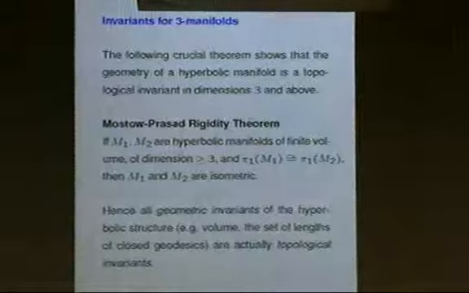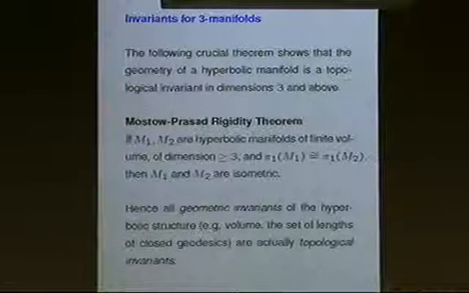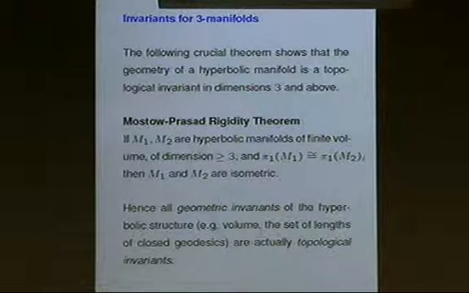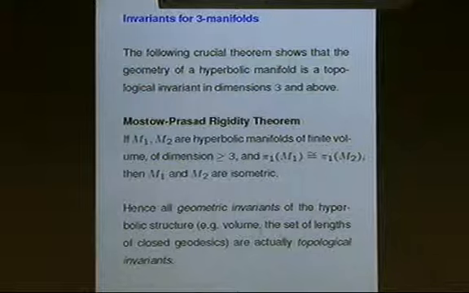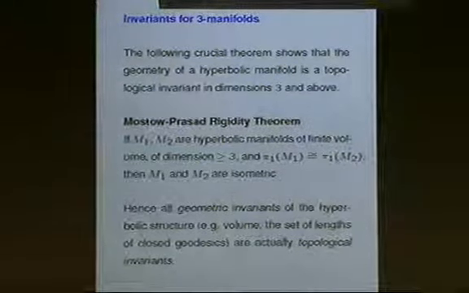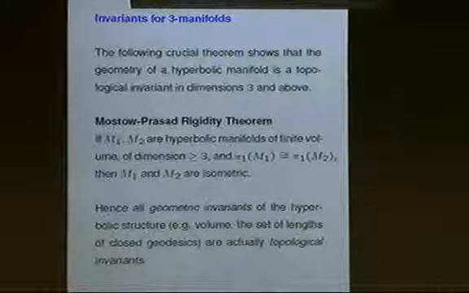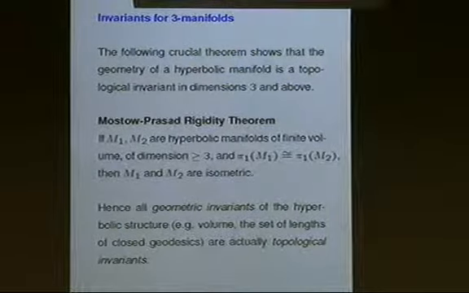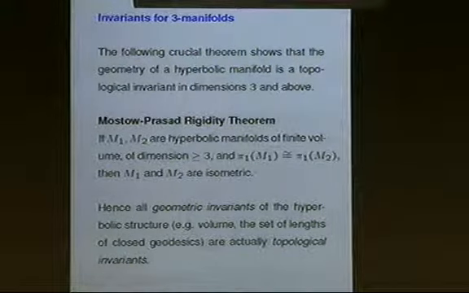So if you have hyperbolic manifolds of dimension greater than or equal to 3, then if the fundamental groups are isomorphic as abstract groups, then in fact the manifolds are isometric. And there's a similar result for hyperbolic orbifolds in these dimensions. So one of the things this means is that any kind of invariants coming from the geometry are actually going to be topological invariants. So this gives a very powerful technique for trying to classify, say, hyperbolic three manifolds.